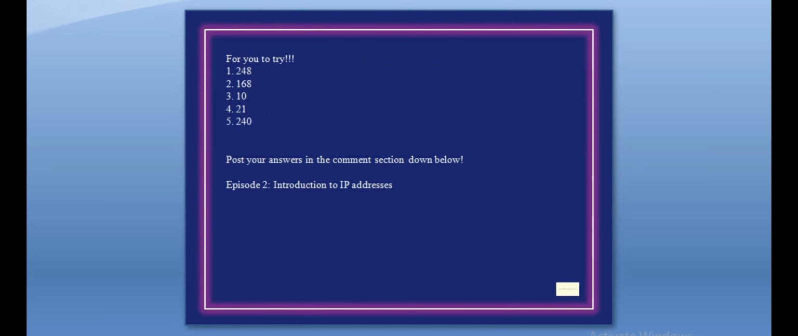Here again are some exercises for you to try. If you do try them out, let me know by posting it in the comment section down below. We will cover the answers in the next episode, which is going to be Introduction to IP addresses.